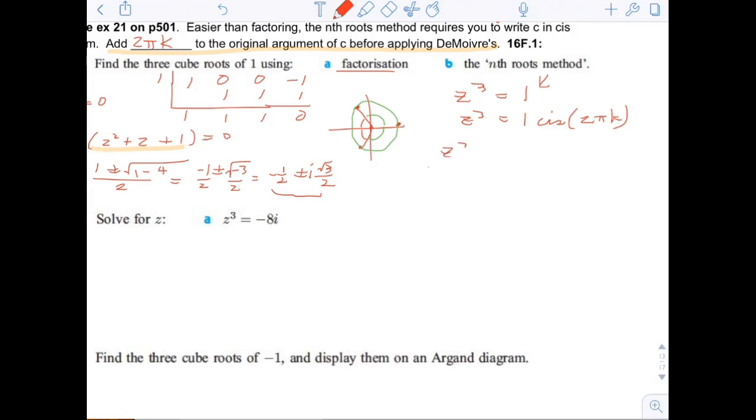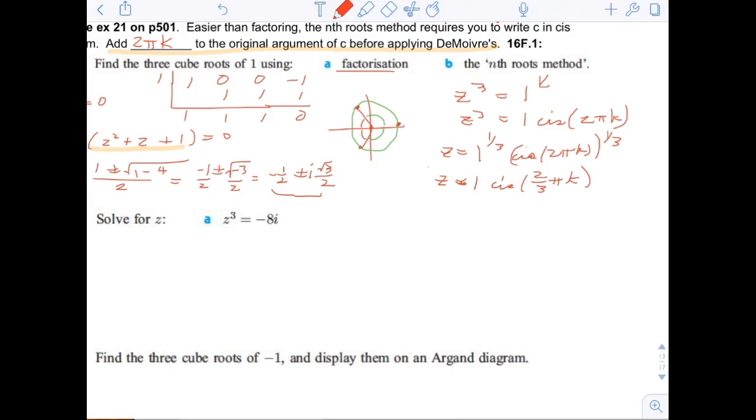Then, instead of z cubed, we're going to write z equals, and we're going to take the cube root of the other side. So it would be 1 to the cube root times cis 2 pi k to the cube root. And that would mean z equals, the cube root of 1 is just 1. The cube root of a cis is equal to cis, and then we just put the exponent inside. Cis 2/3 pi k. And so let's start with k equals 0.